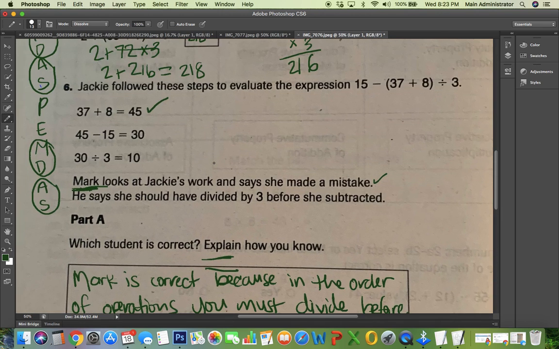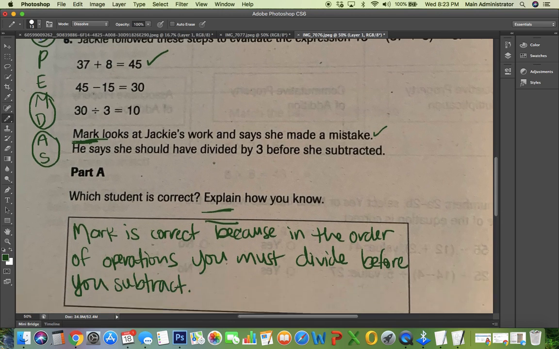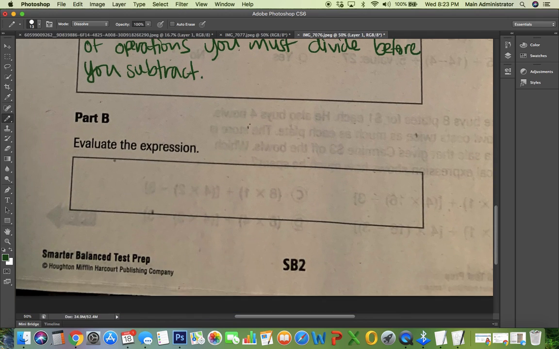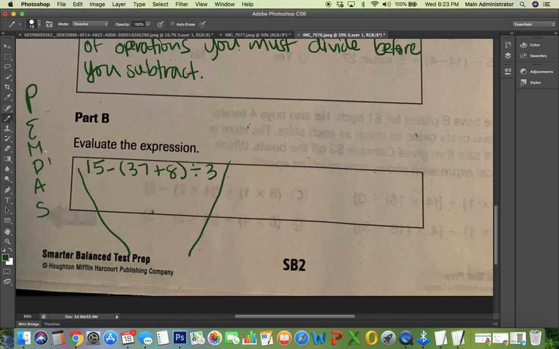Now evaluate the expression. All right, 15 minus (37 plus 8) divided by 3. I'm going to rewrite that. 15 minus (37 plus 8) divided by 3. I'm going to write down my answer and come down into a triangle here. Here we go. PEMDAS. Can never write this too much. Never forget to circle those two.